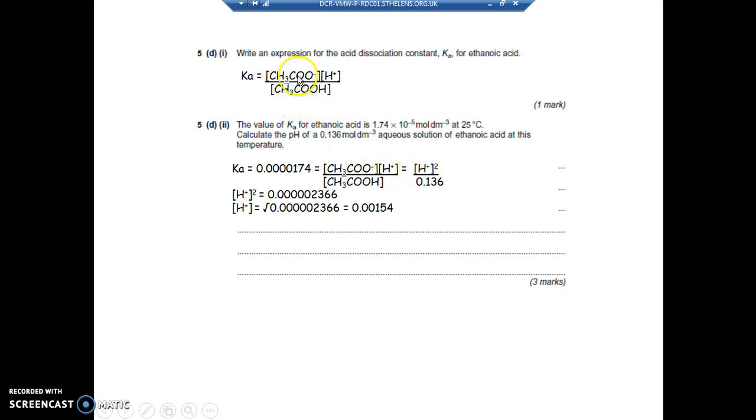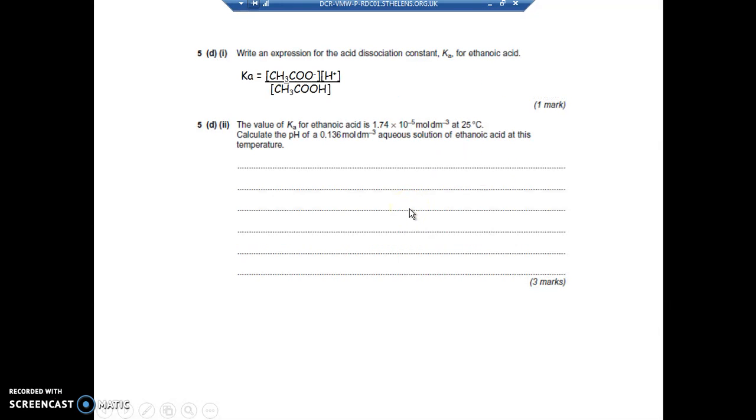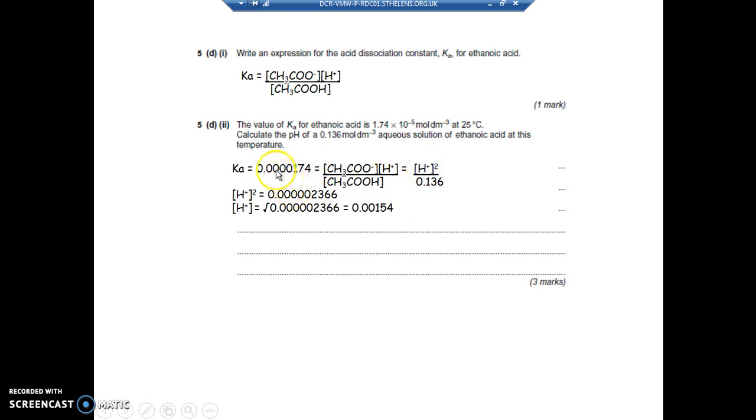These two things here, CH3COO minus, which is called an ethanoate ion, and H plus, are made in equal amounts, because when one mole of ethanoic acid dissociates, it makes 1 mole of this and 1 mole of this. So I can simplify these two into H plus squared. That's where my H plus squared comes in for an acid dissociation constant, and that simplifies things.